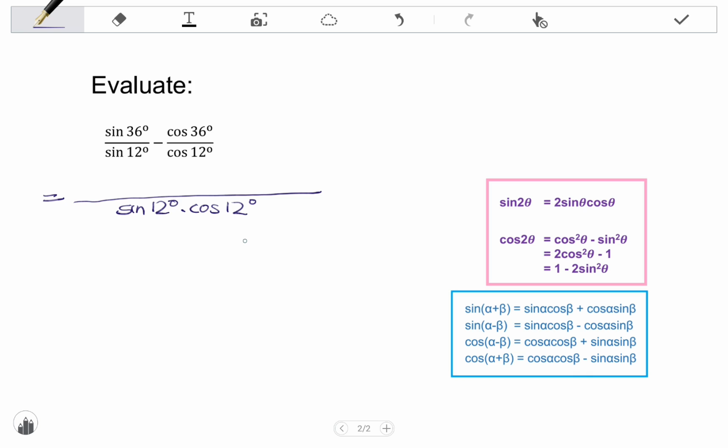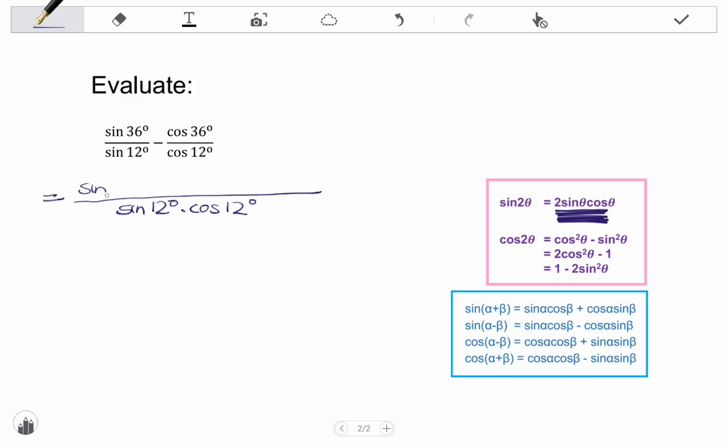Now take note of that denominator. I have a product of a sine and a cos function with the same angle, which again reminds me of the sine double angle formula. I would just have to make sure that I have a coefficient of 2 by multiplying a half times the 2. But my numerator, so to get this denominator to the common denominator, I had to multiply by cos 12 degrees. So I'm going to do the same to the numerator.